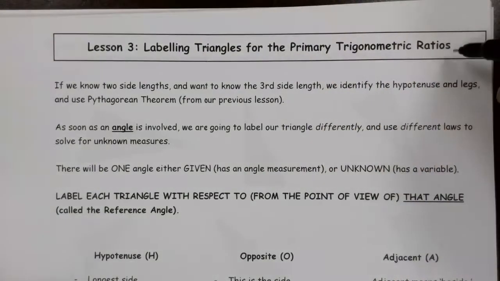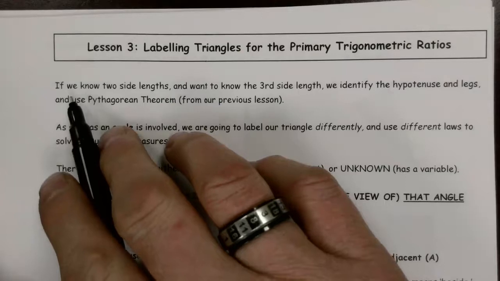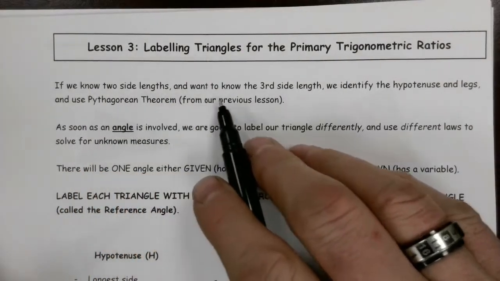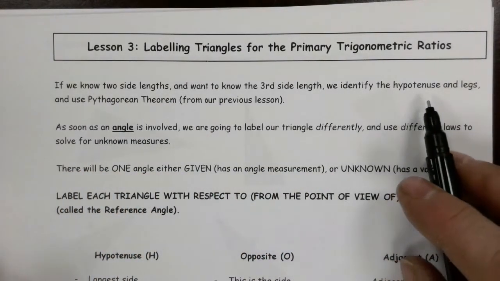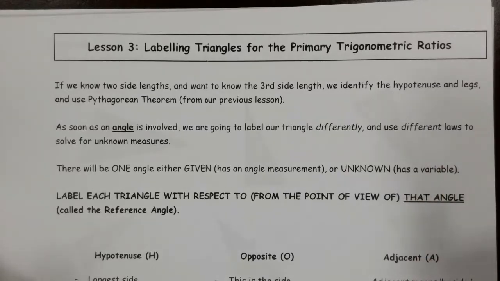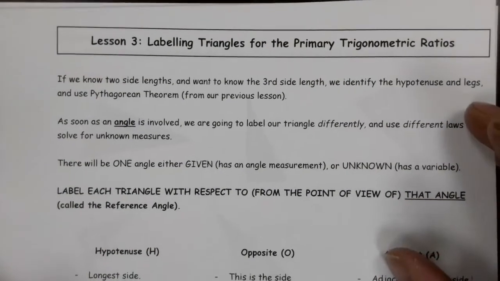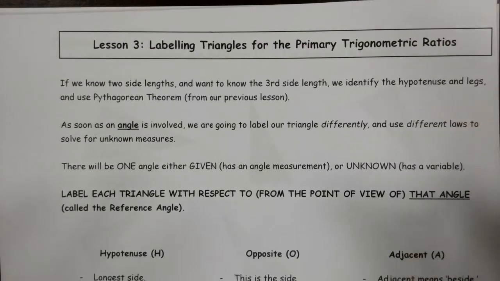So we're getting ourselves geared up to start working with what we really call trigonometric functions, things that we use in the calculator. So if you know two side lengths and you want to know a third side length, you identify the hypotenuse and the legs and use the Pythagorean theorem. And that's fine. We did that with the last lesson that we looked through.